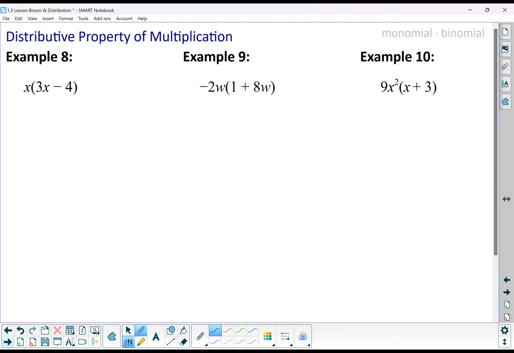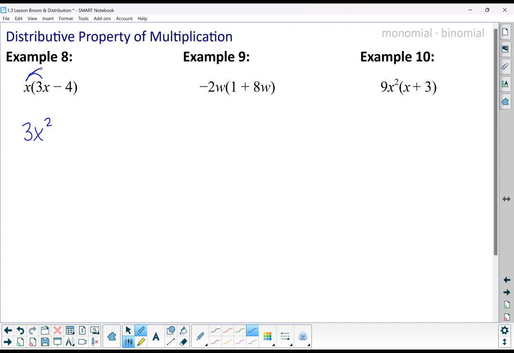But we can also use the distributive property of multiplication with variables or with other types of monomials, mixtures of variables and numbers. So we've got 3 examples here where we have a monomial and we're multiplying by a binomial. So we've got an x multiplied by a 3x. Well, that gives me 3x squared.